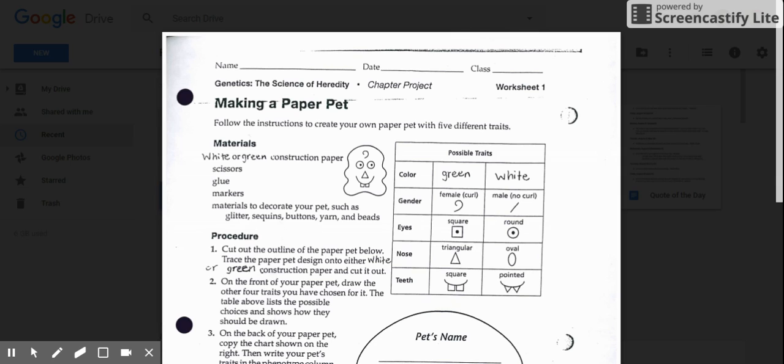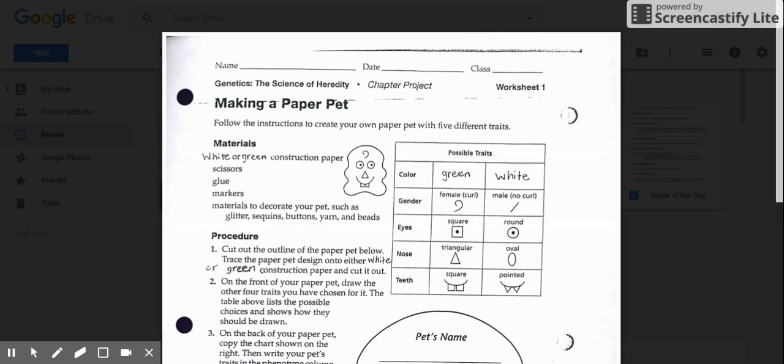Today, you are going to begin using what you've learned with genetics and heredity to create your paper pet family. The first thing you need to do is determine whether you want your parents to be white or green. You can have one white parent, one green parent, two white parents, or two green parents. The decision is up to you.